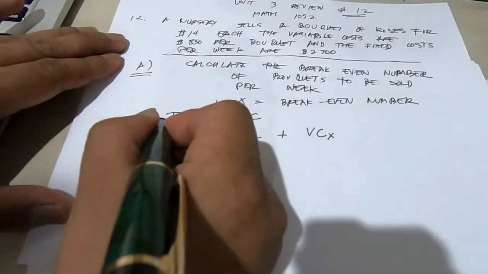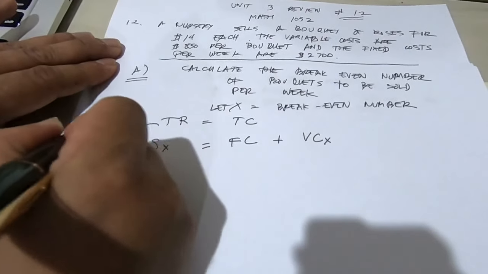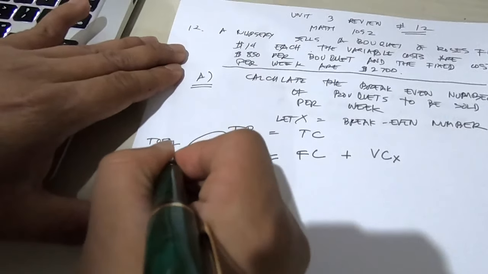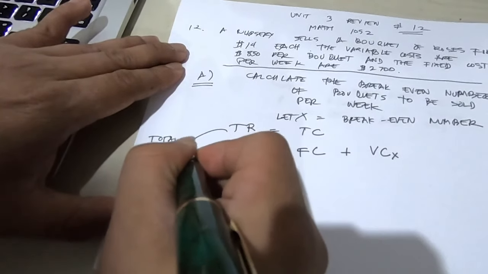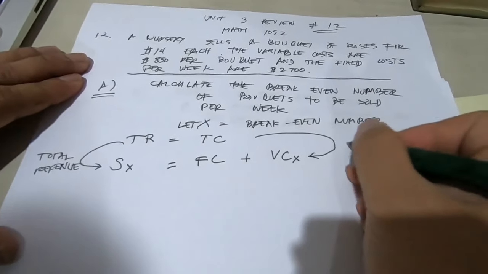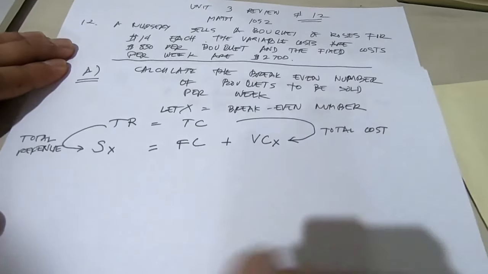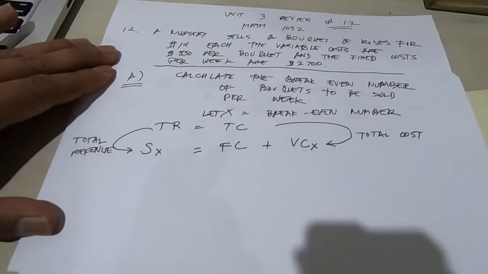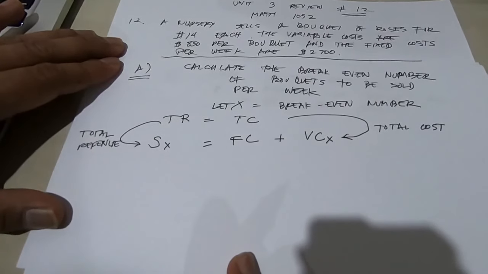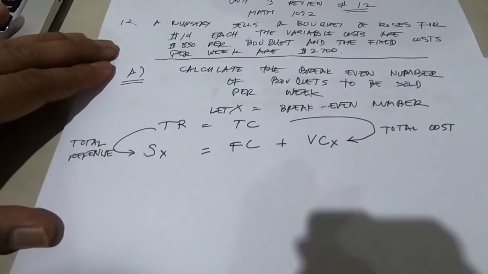So total revenue is this part of the equation. Total cost is the other side of the equation, right here. Okay, so the trick with this sort of problem is simply to plug in the values of what you're given and then solve the algebraic expression accordingly.